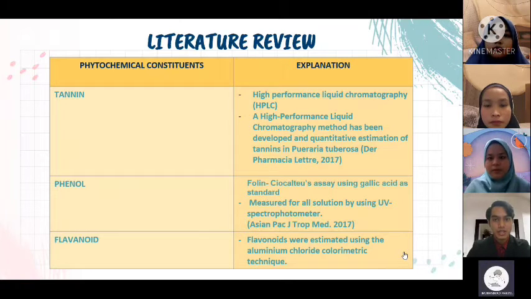Next, we go to the literature review for phytochemical constituents. For this project, we want to determine the tannin, phenol, and flavonoid. Each determination needs a method. So we use high performance liquid chromatography, known as HPLC, to determine tannins, the Folin-Ciocalteu assay to determine the phenol, and lastly flavonoids. To determine the flavonoid, we use the aluminum chloride colorimetric technique.